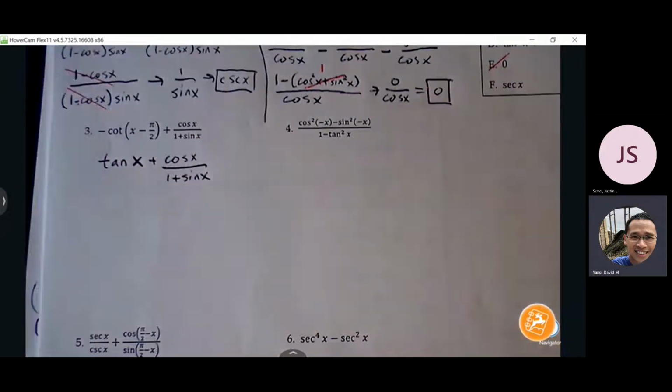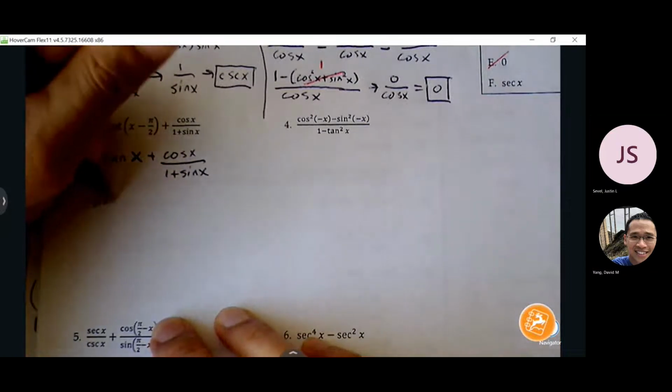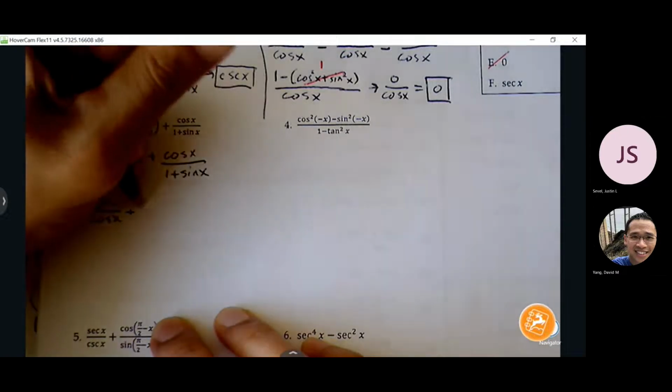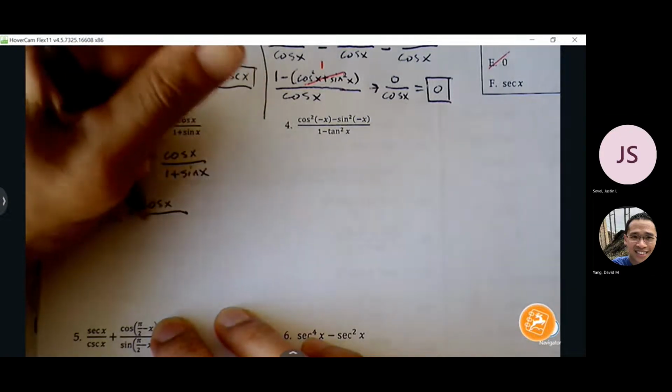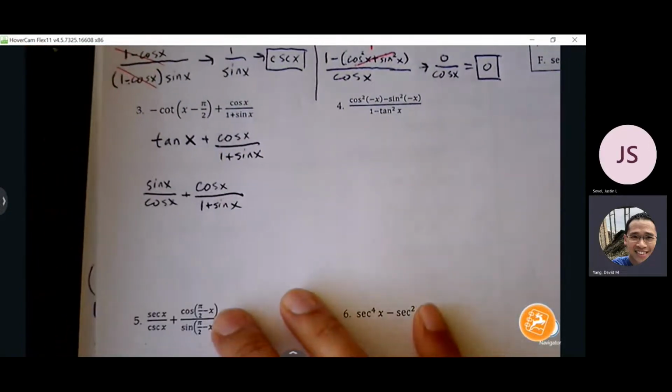Okay, so if I can get that tangent to be in terms of sine and cosine, so again, I'm thinking common denominator here.